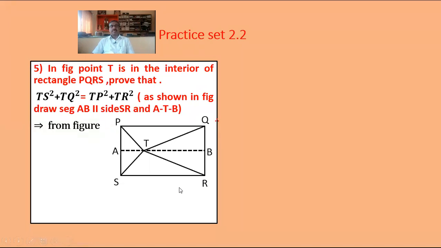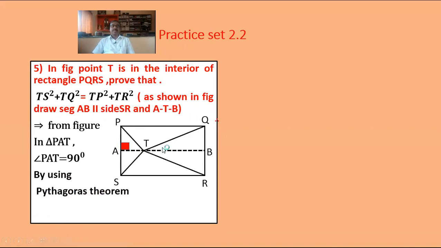Solution of this problem. From the figure, in triangle PAT, every angle of a rectangle is 90 degrees. AB is parallel to SR. Then PABQ is a rectangle. Every angle of a rectangle is 90 degrees. Therefore, angle PAT is equal to 90 degrees. This is a right angle triangle. By using the Pythagoras theorem, PT square is equal to PA square plus AT square. We get equation number 1.